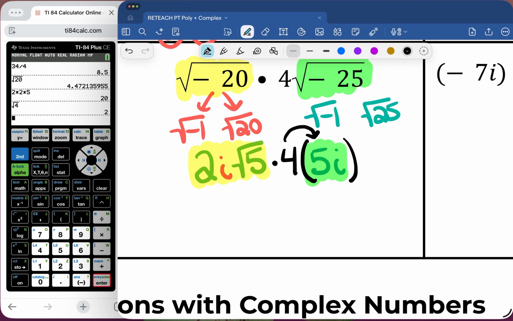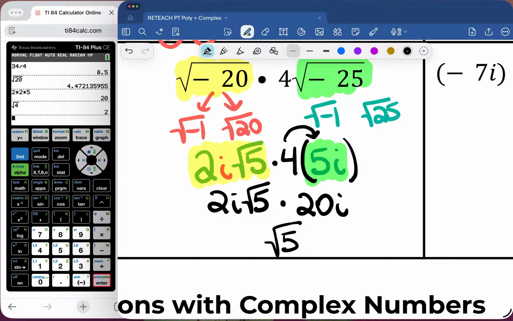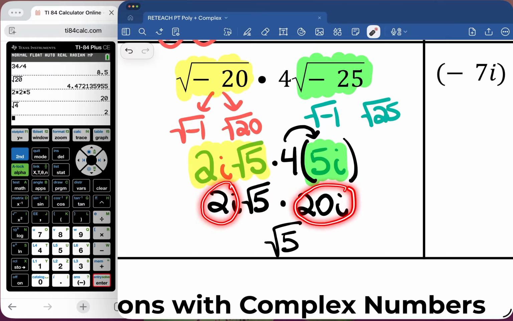Let's take that times 4 to those parentheses, and we're going to get a 20I that needs to be multiplied by that 2I root 5. Reminder about multiplication with roots. You can only do a root times another root. So because we do not have another square root of 5, that's going to stay. And we're simply going to multiply our coefficients 2I times 20I. Well, 2 times 20 is 40.